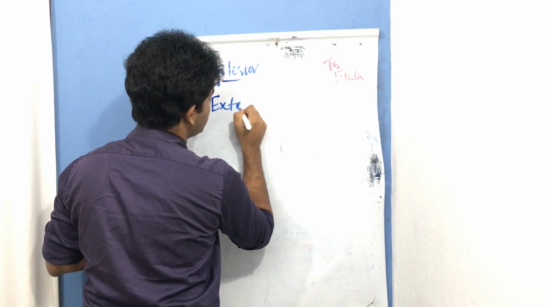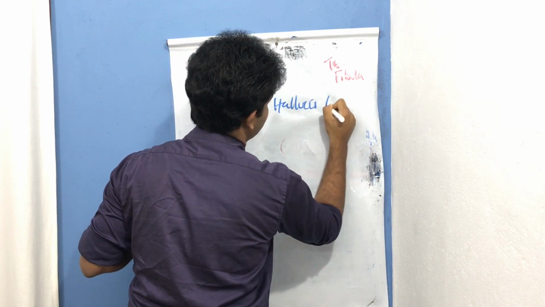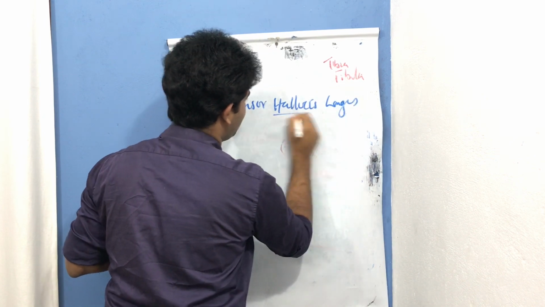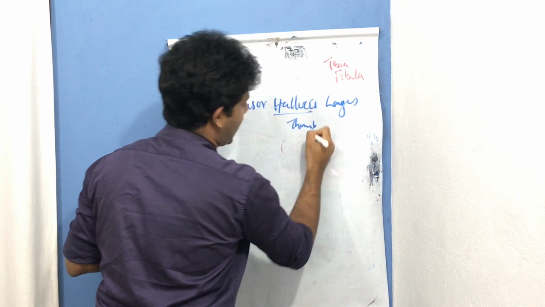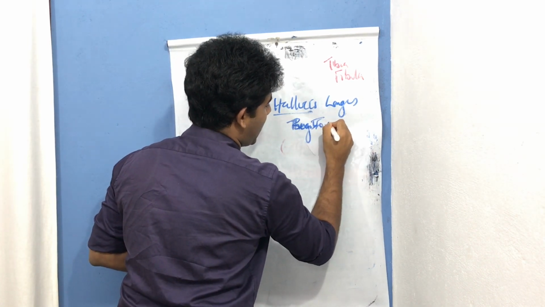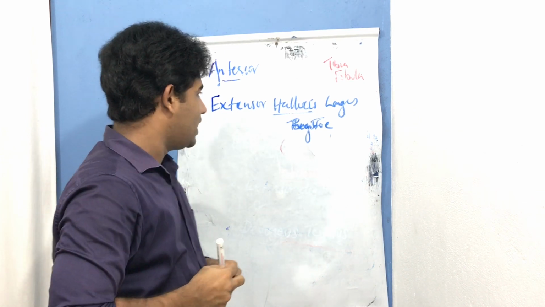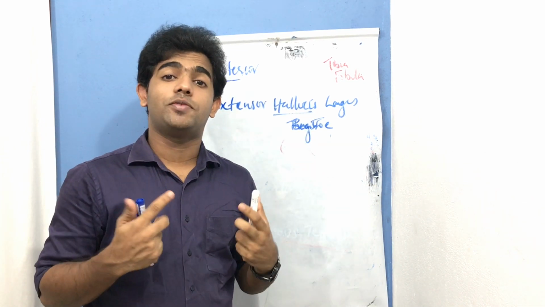Extensor Hallucis longus. Hallucis refers not to the thumb, but to the big toe. Pollicis refers to the thumb. Now let us see where the origin of this muscle is.